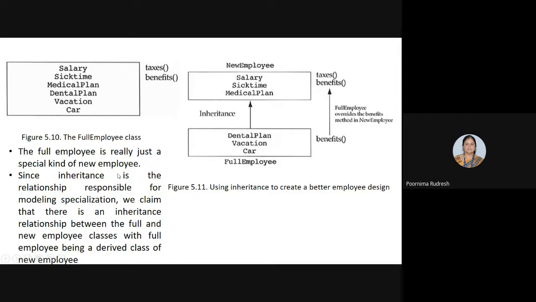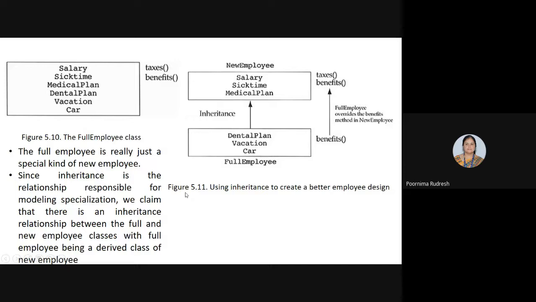Since inheritance is the relationship responsible for modeling specialization, we claim that there is an inheritance relationship between the full employee and the new employee class, where the full employee class becomes the derived class of the new employee class. Understood? We'll see how the inheritance relationship is employed here. The new employee class is the base class and the full employee class is the derived class. So by using inheritance, we have created a better employee design.